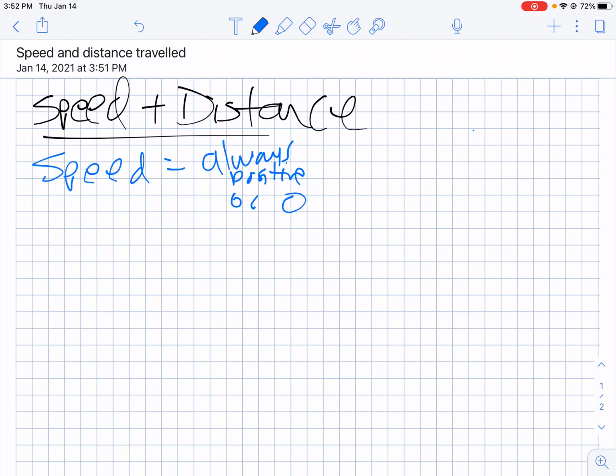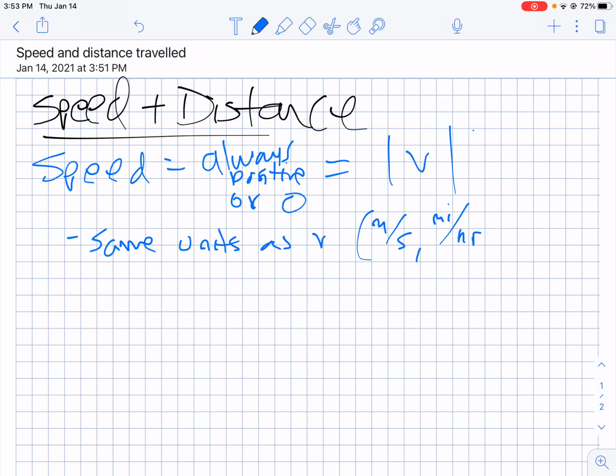You just say, I'm driving 70 miles an hour. It's just a number, right? It's always positive. It's always good, just a number without really a direction. And the way we find speed is you just take the absolute value of your velocity. Okay, and what that means, of course, is that it's just going to have the same units as a velocity, in terms of like meters per second or miles per hour, inches per year, whatever that ends up being for the problem.